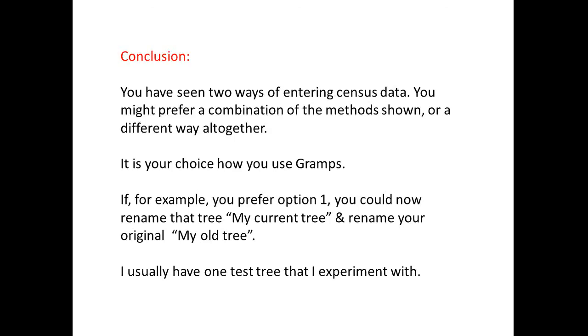So in summary, you've seen two ways of entering census data. You might prefer a combination of the methods shown or a different way altogether. It's your choice on how you use gramplets. Now, if you like what you've seen in option 1, then you could rename that now as your current tree, and rename your old tree my old tree. It's up to you to choose how you want to move forward. Just out of interest, I usually have one test tree that I occasionally experiment with various options in, so don't be afraid to have several trees, as long as you know which is the real one.